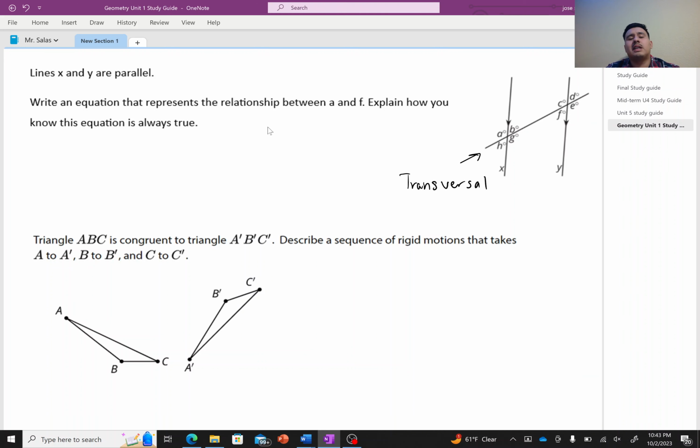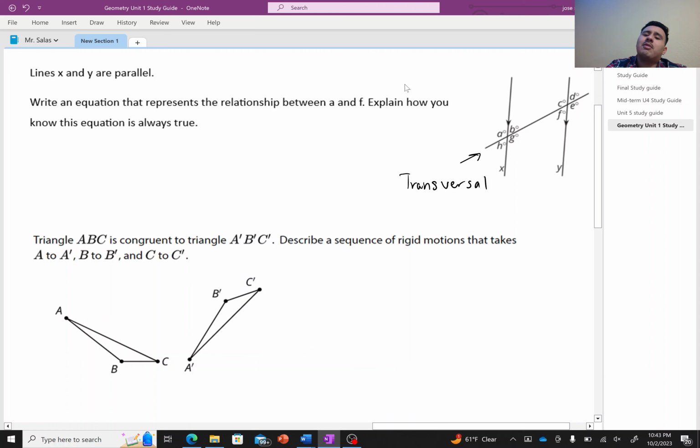Now, we're going to go ahead and look at this next problem. This next problem says lines X and Y are parallel. So we've got to find our lines. This is line X, and this over here is line Y. They are parallel. This line right here with the arrow, that is our transversal.